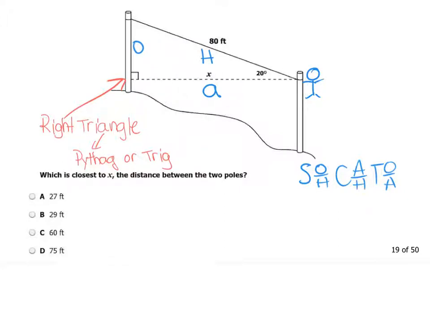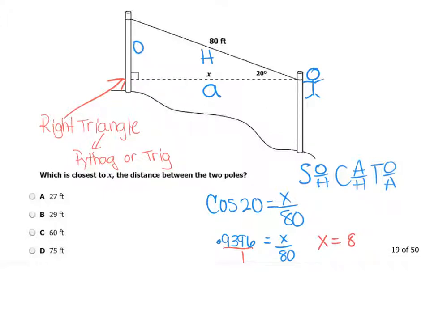Label your triangle. You always stand at your angle, 20. Adjacent is your x. Hypotenuse is always across from the 90. So we have a and h, so we'll be using cosine. We change cosine into a decimal. It's 0.9396 over 1. We're going to cross multiply. So that's x is equal to 80 times 0.9396. X is 75, choice D.